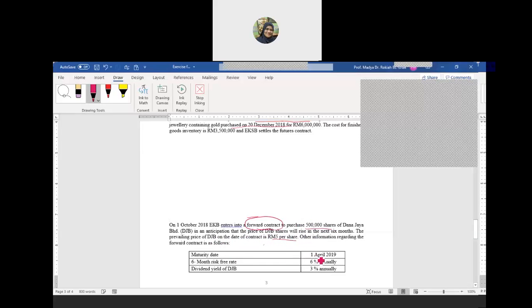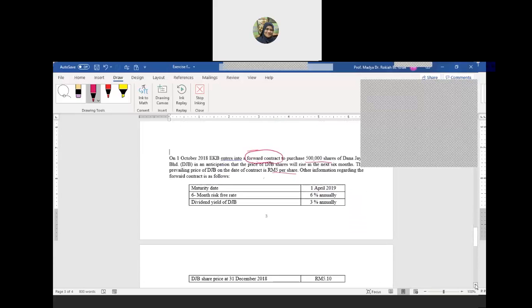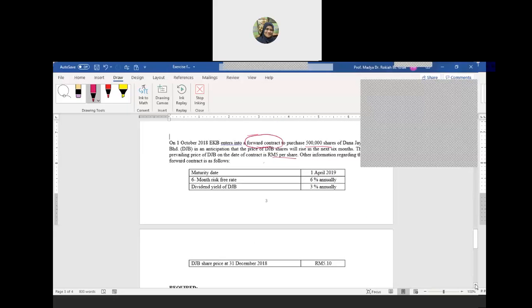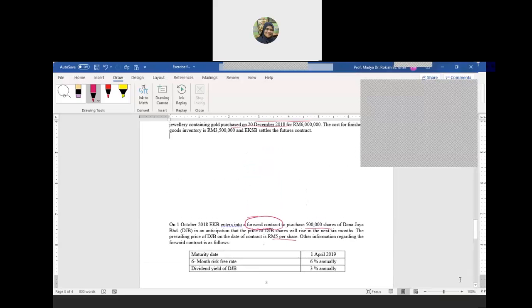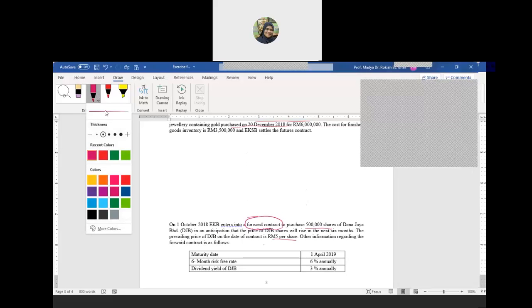The maturity date will be 1st of April 2019, the risk-free rate is 6%, and the dividend yield is 3%. Any other information that we have? The price on 31st December is RM5.10. So we don't know what the question requires, so we just try to calculate, maybe, the forward price only.